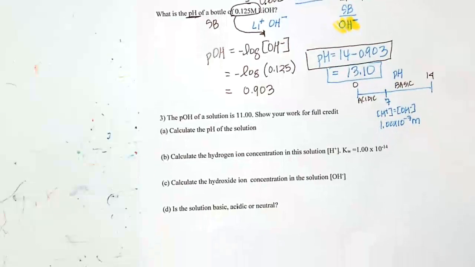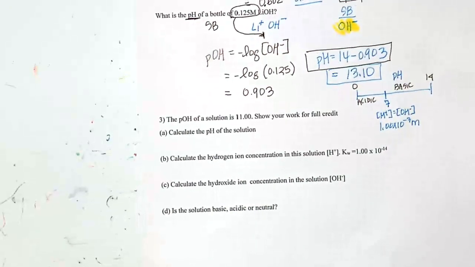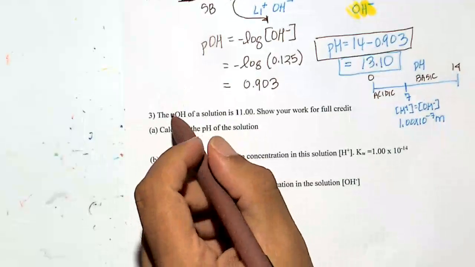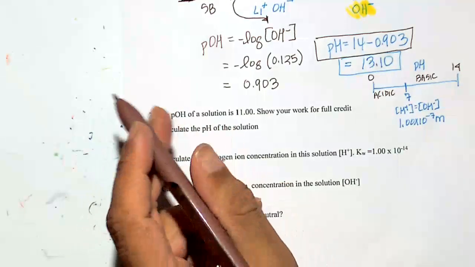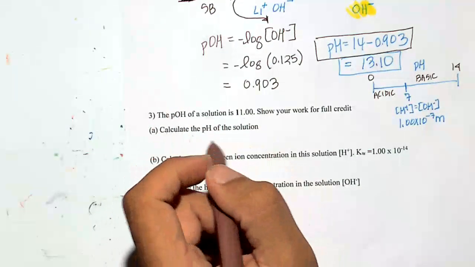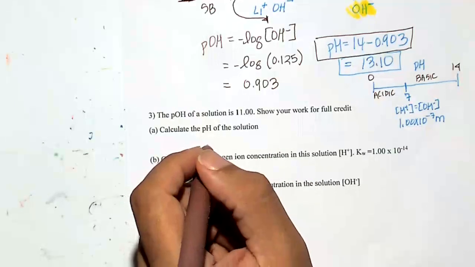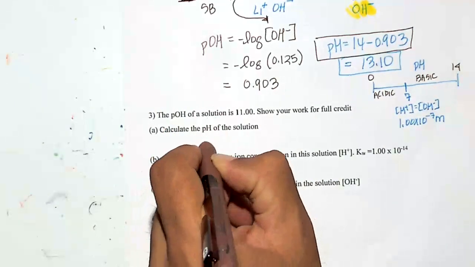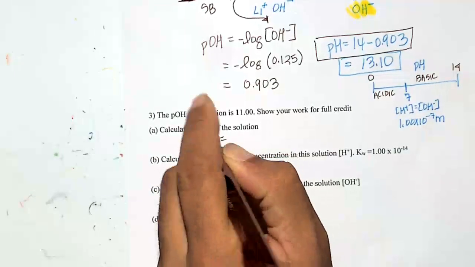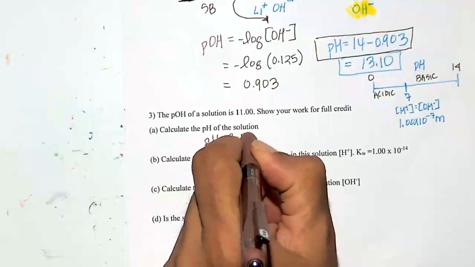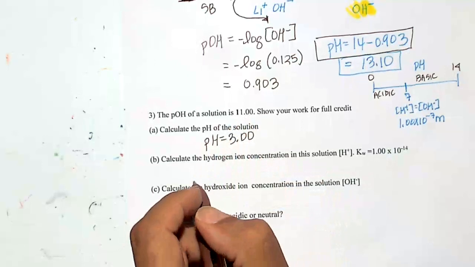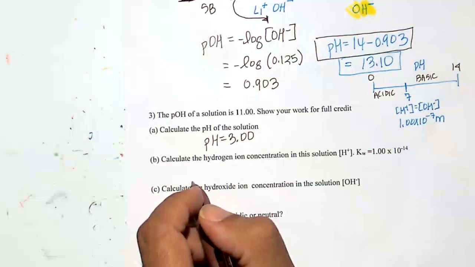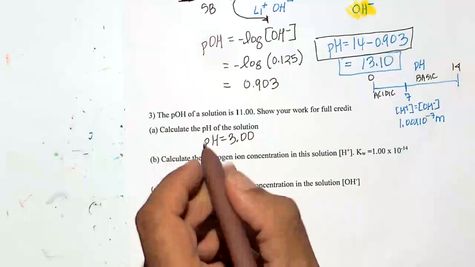Same situation here with question 3. On this exam, the pOH of a solution is 11. Show your work for full credit. Calculate the pH of the solution. Should this be easy? What will the pH be? 3. Very good. What is the hydrogen ion concentration for something that registers a pH of 3?